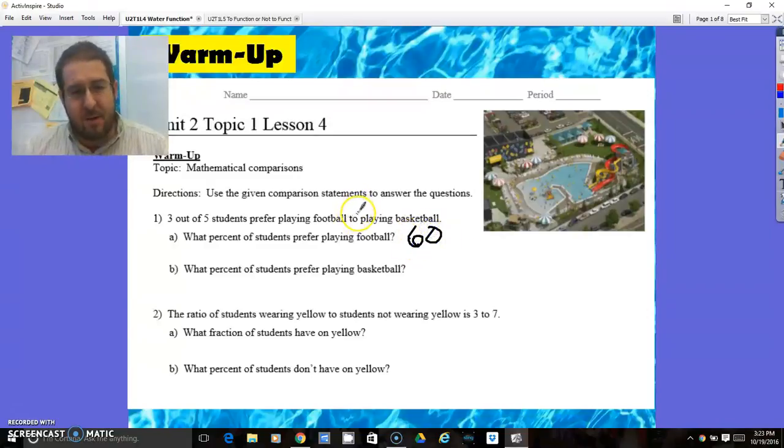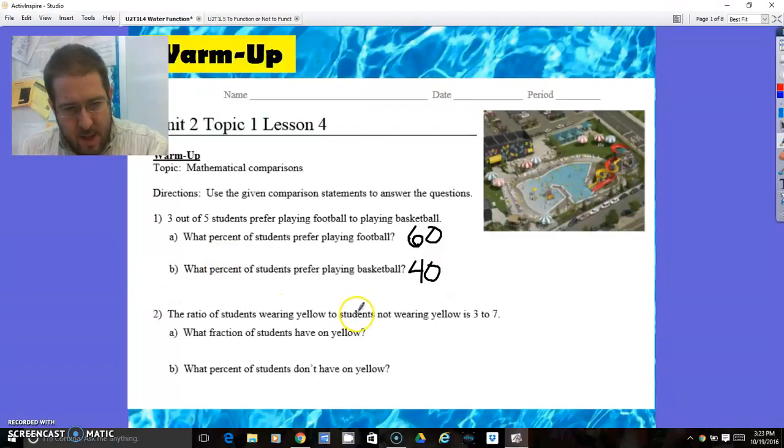Because 3 out of 5, 3 divided by 5 is 0.6, and 0.6 is the same as 60%. What percent of students prefer playing basketball? Well, that would be everybody else, so that would be 40%, because 60 plus 40 makes 100%. That's the way I like to think of it. Or you could say it's the other 2 out of 5, and 2 divided by 5 is 0.4.